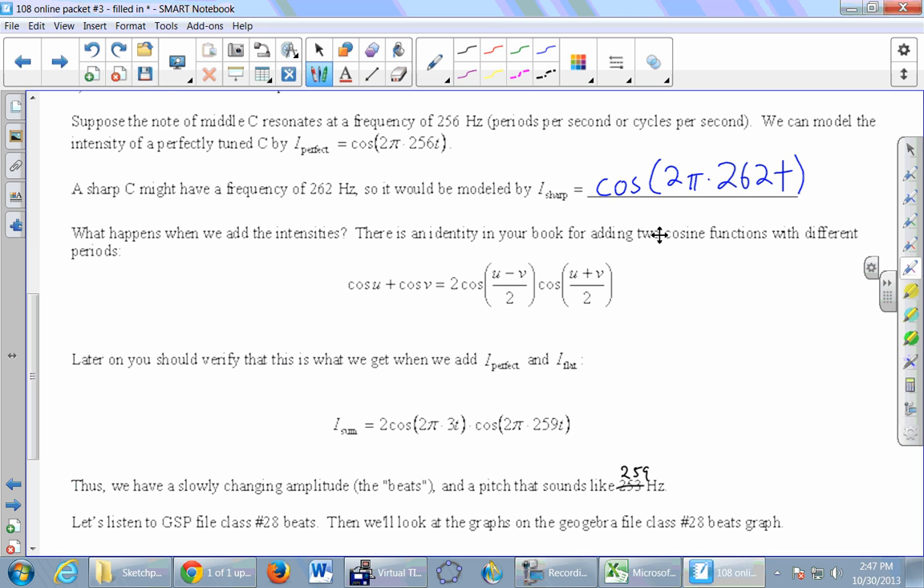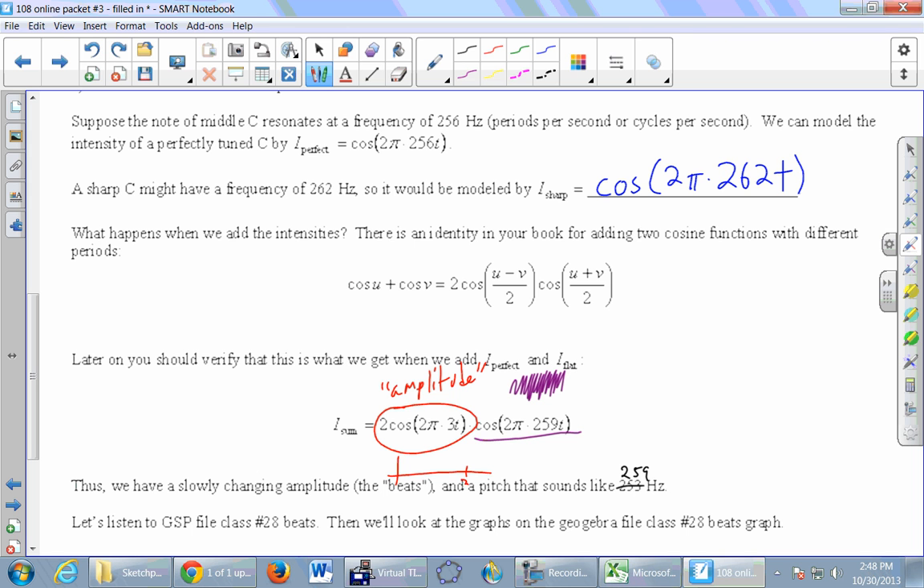I'm going to focus first on this cosine right here, and I'm going to say this cosine is rapidly moving up and down, like really, really quick, 259 complete cycles every second. This guy I'm going to think of as being my amplitude. So the amplitude is going to be changing. But this amplitude has a period of 3. So this guy is going to cycle up and down once every 3 seconds.